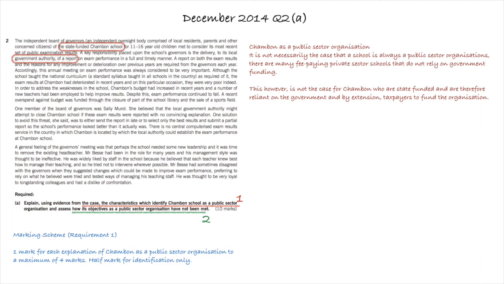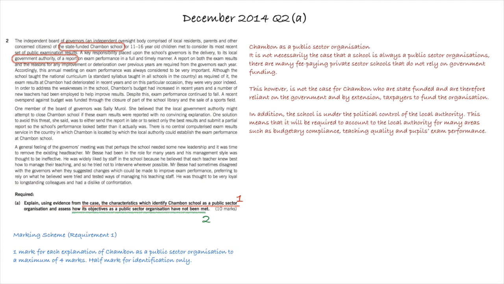The second point I would make is highlighting this report that is due to the government authority. Well, look, if we're reporting to the government authority, that will imply that we're under the political control of them. That means we will have to account to the local authority for many areas such as budgetary compliance, teaching quality, and pupils' exam performance.